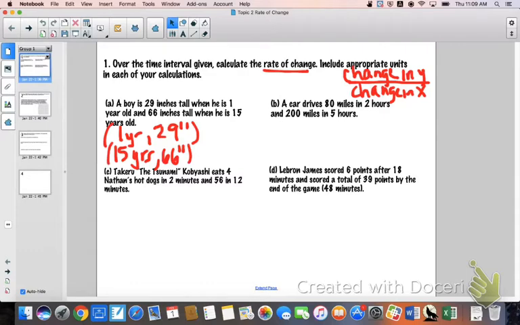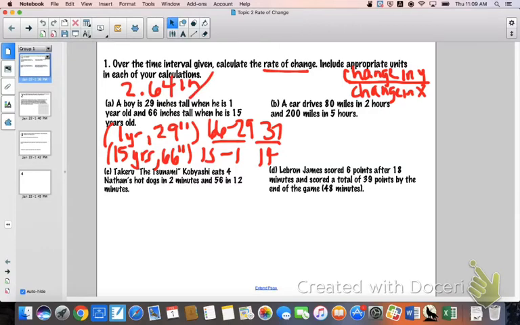All right, so your rate of change, how much did that go up? Well, 66 minus 29 is 37. And then how much did that go over? 15 minus 1 is 14. So 37 over 14, divide that out, you get 2.64, and on the top is inches, and on the bottom is years. So inches per year. Okay.